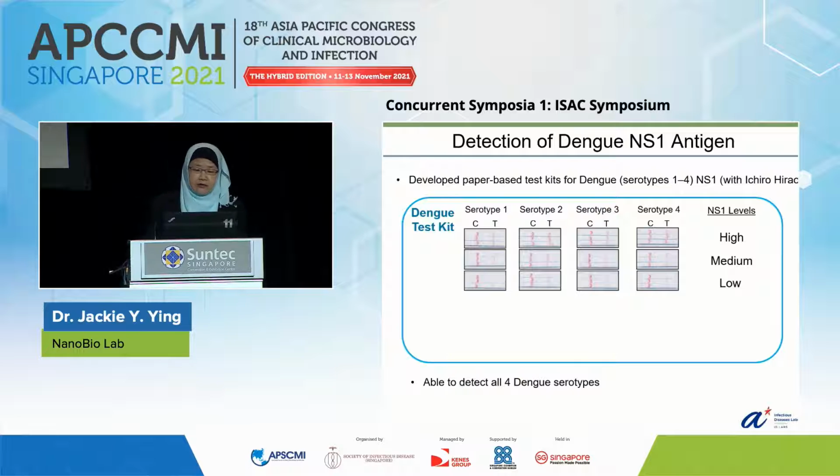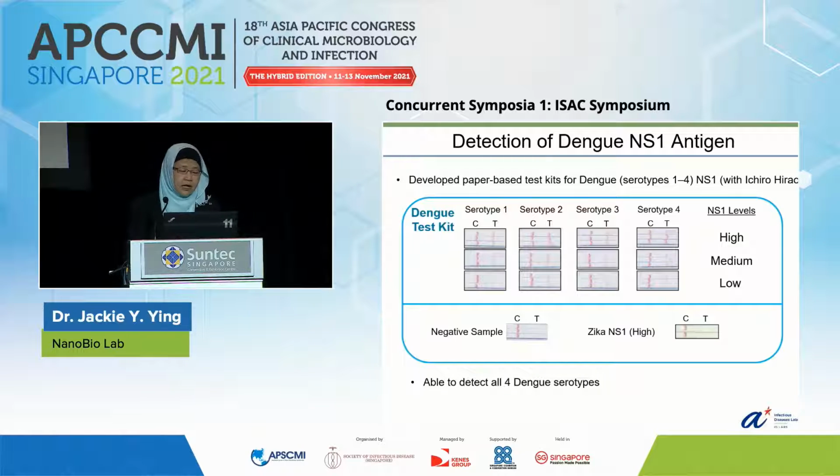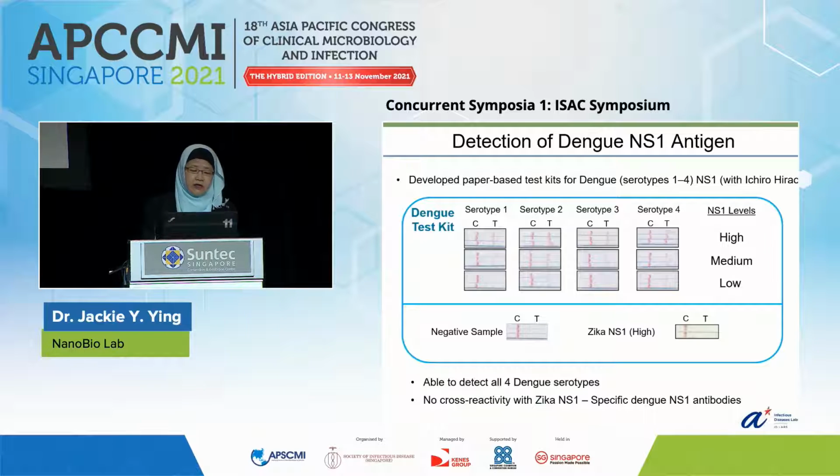In addition to that, more recently, we have worked with colleagues at A-Star in Hirao's lab. We have looked at dengue NS1 antigen that is serotype specific. So each of the 4 serotypes can be very specifically detected. And we can also see that in the case of negative sample and Zika sample, we will not be detecting anything here. Okay? So there's no cross-reactivity between the Zika NS1 and the specific dengue NS1 antibody for the 4 different serotypes.